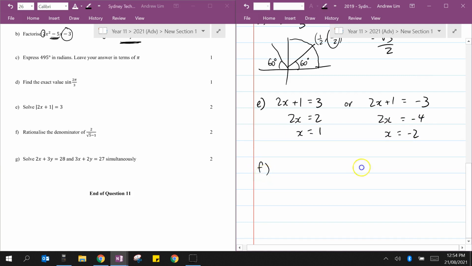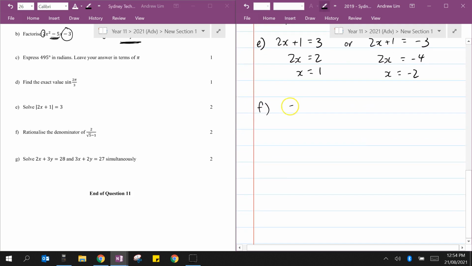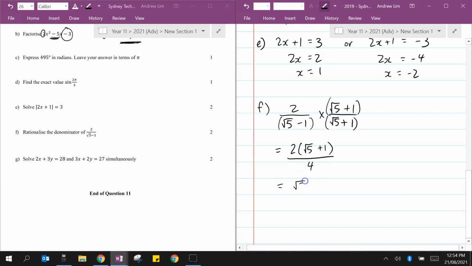Question F. Rationalize the denominator of 2 over root 5 minus 1. We need to multiply by the conjugate, root 5 plus 1 over root 5 plus 1. I find it helpful to put brackets. So we've got two lots of root 5 plus 1 over, here we've got a difference of 2 squares. Root 5 squared is just 5, minus 1 squared is 1. So technically that's 4. And now we can just simplify that to root 5 plus 1 over 2.